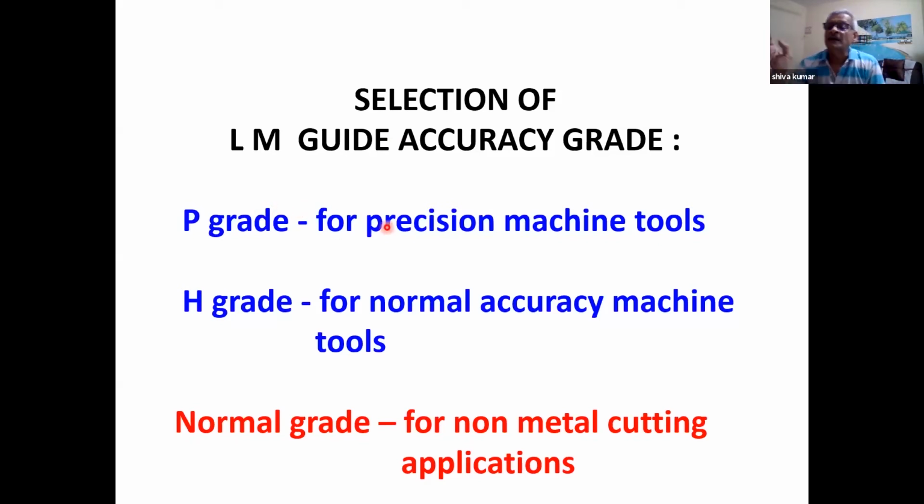Most normally horizontal machining centers, etc., they use P grade. Vertical machining centers, they use H grade. Turning machines, they use H grade, like that.